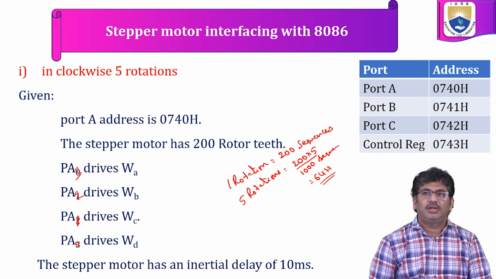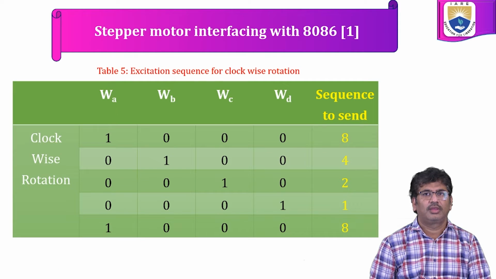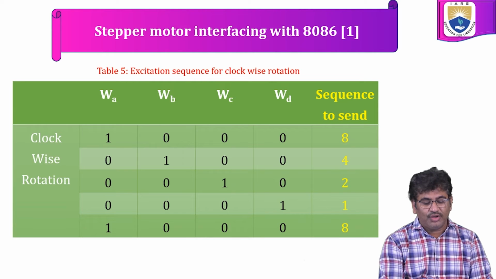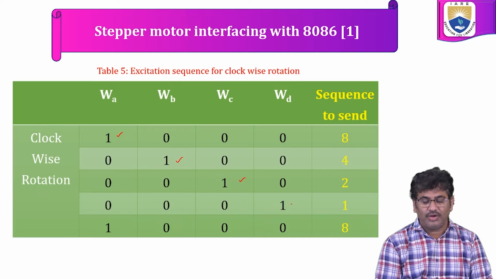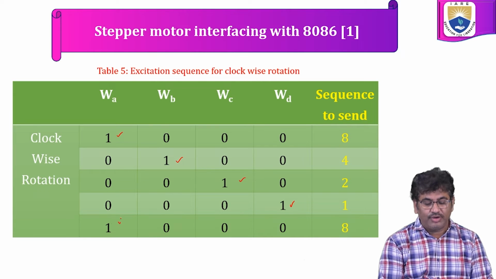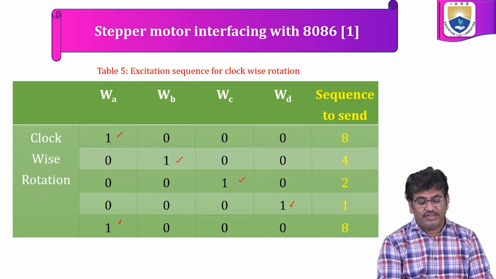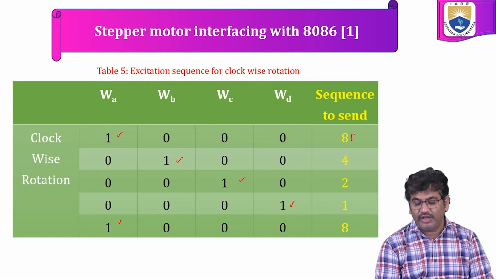The port address for port A is 0740, port B 0741, port C 0742 and control word register is 0743. The excitation pulses for clockwise rotation: we have to give first winding A, followed by winding B, followed by winding C, followed by winding D. Again it will be winding A. So the sequence which we have to send: the bit pattern 1000 in hexadecimal is equivalent to 8H.